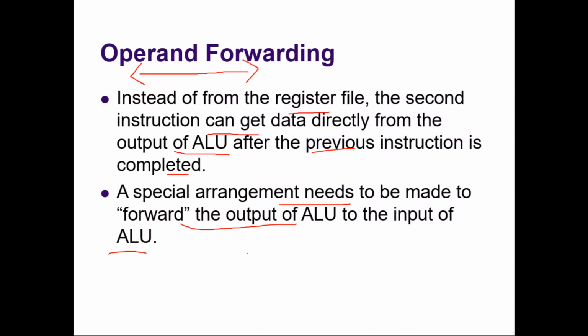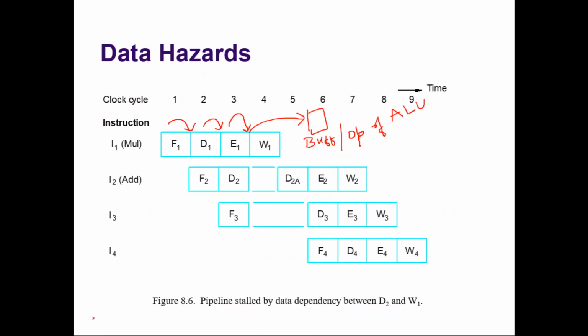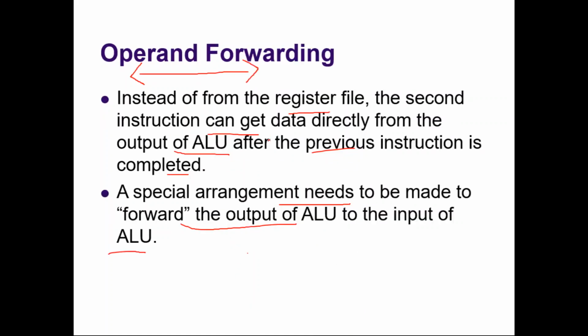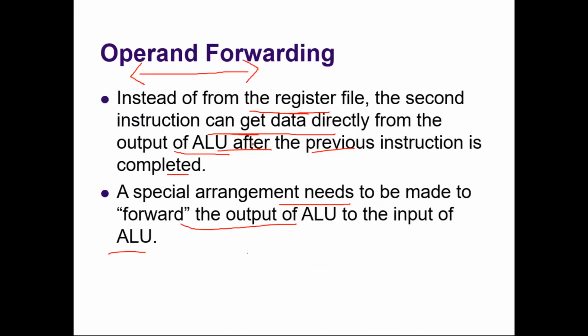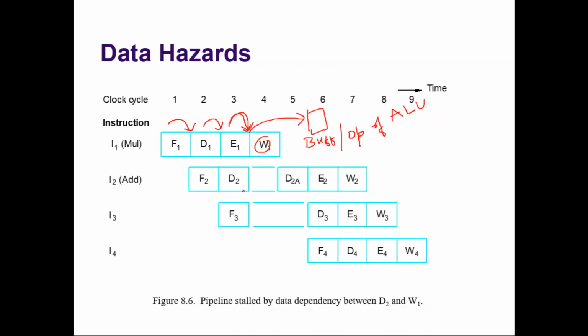So normally the calculations will be done by the ALU, the arithmetic logic unit. Are you getting it? The write unit is going to write to the registers. Instead of fetching the data from the register file, the second instruction can directly take the data from the output of the ALU. Where is the output of the ALU? Here, E1 is storing it in the buffer. This buffer is nothing but the output of the ALU. Then you have to make some special arrangement such that this output will go as the input of the ALU in the next stage itself.